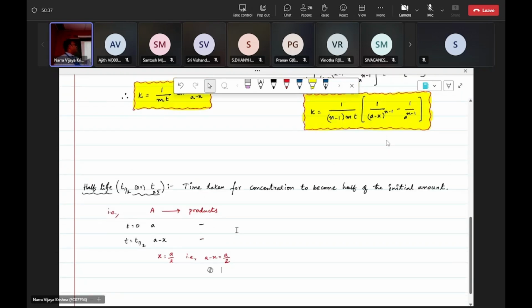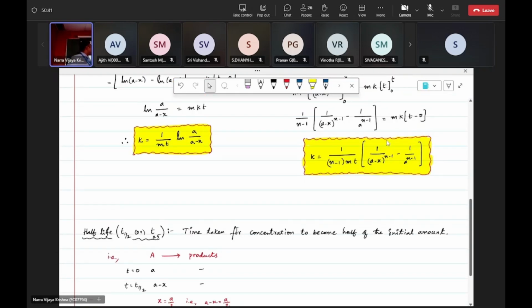Now, substitute X equal to A by 2 here. If I substitute X equal to A by 2, what happens? A minus A by 2 is A by 2, the 2 goes to numerator. 2A by A cancel, ln 2. Right? Log 2 base e. So I am writing when T equal to T half, what happens to this equation? It becomes 2, log 2. Correct? Bring T half to this side, K to this side. Then T half equal to 1 upon K log 2. Correct or not?